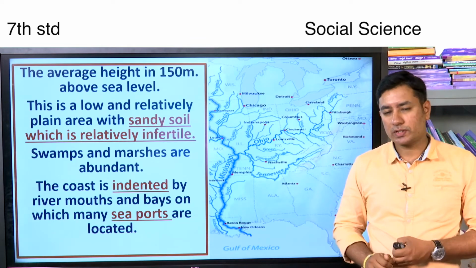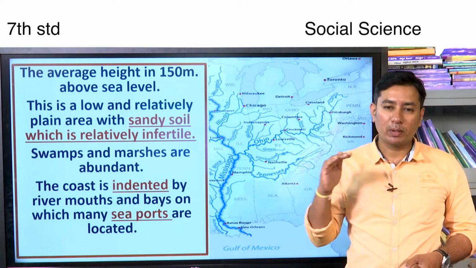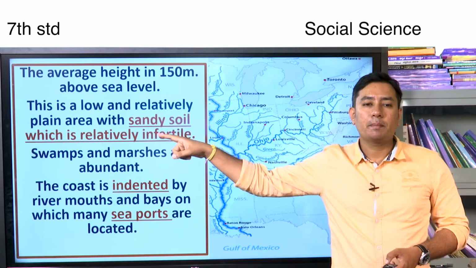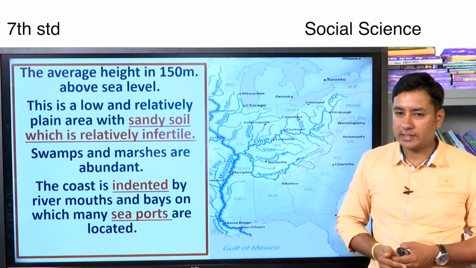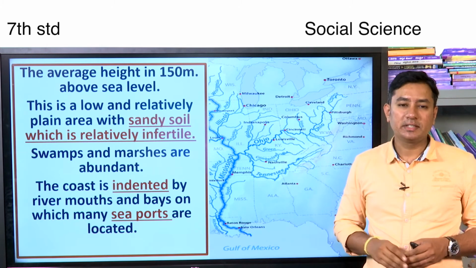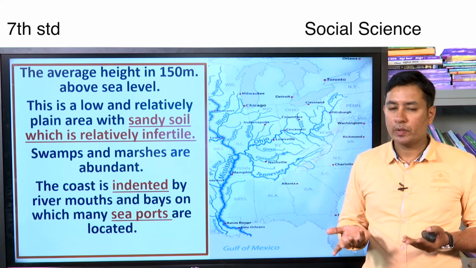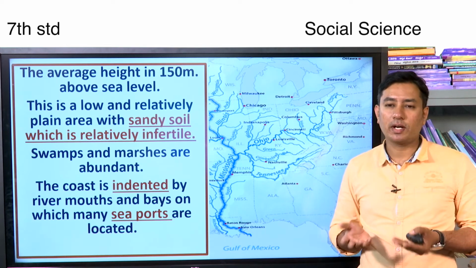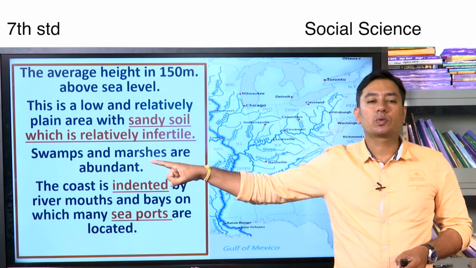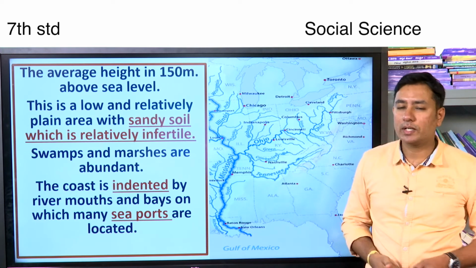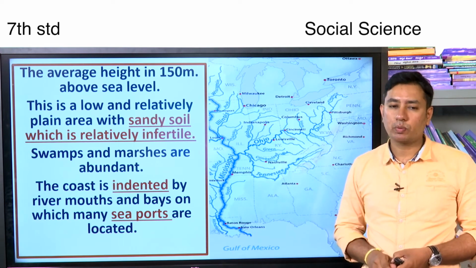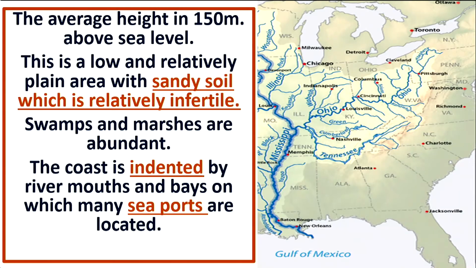The average height of this coastline is 150 meters above sea level. A low and relatively plain area, and normally what we see here is sandy soil which is relatively infertile. There will be more minerals, but the soil will be infertile. Okay, swamps and marshes are abundant. What is a swamp? The wet soil is known as swamp. So here you can see the indented coastline. Why? Because you can see the number of rivers here. Wherever the rivers are, they flow to the ocean. There they create the indented coastlines.